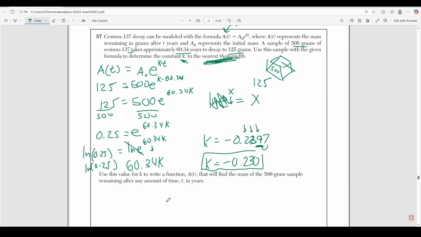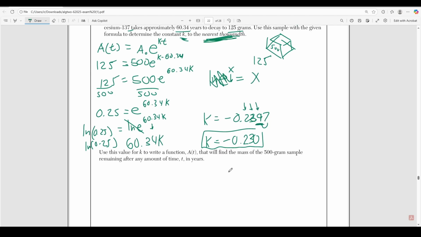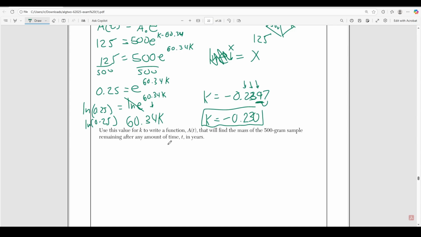Now they want us to use this k to write the function A of t that will find the mass of a 500-gram sample remaining after any amount of time in t years. So now we already know that A of t is equal to the initial, or 500 grams, times e to the power of k. Now we know that k is negative 0.230, and we're going to multiply that by t. So now we have the complete equation with all of the constants plugged in. This is my initial, this is my decay rate, or my r, and this is the time which I'm going to change.